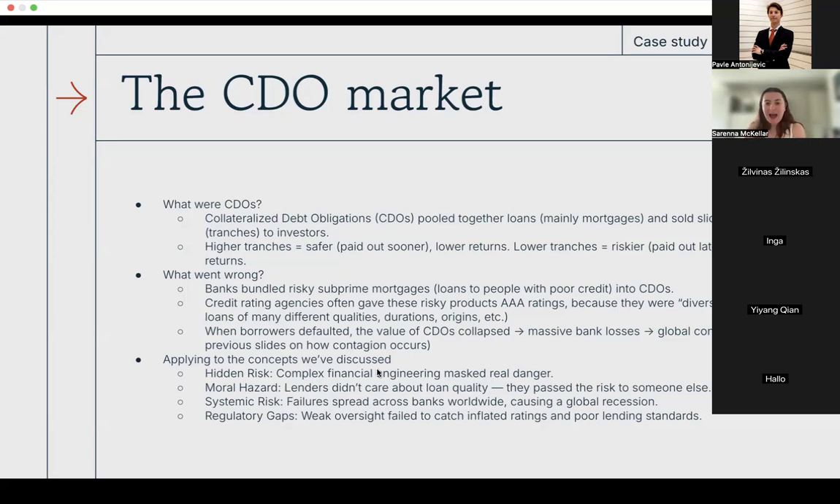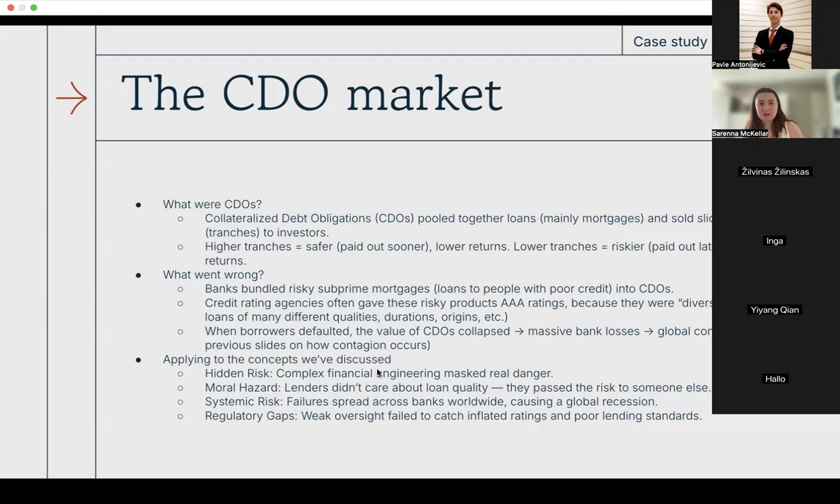The second is moral hazard, which we also talked about. Lenders didn't care about loan quality. They passed on the risk to someone else. So the actual brokers that would sell the mortgages didn't really care about the quality of the person that they were lending money to because they sold those loans off to banks to be securitized and then to be packaged into mortgage-backed securities and then collateralized debt obligations.